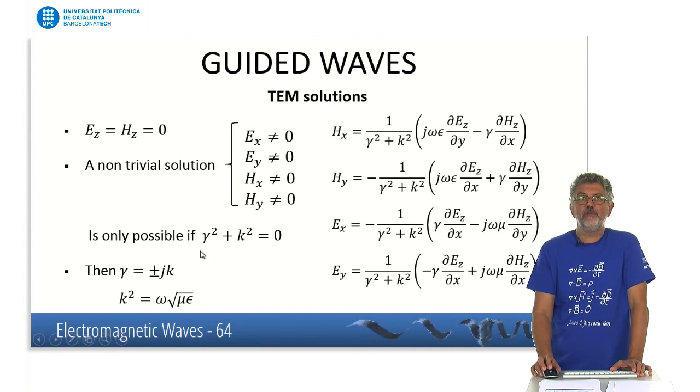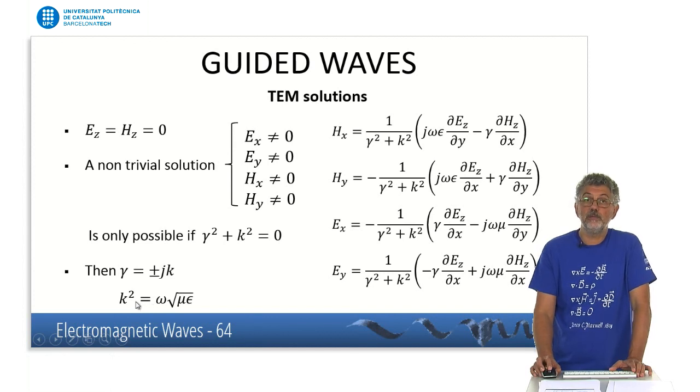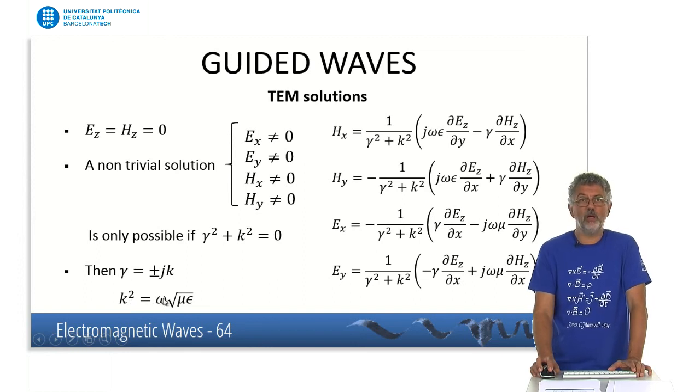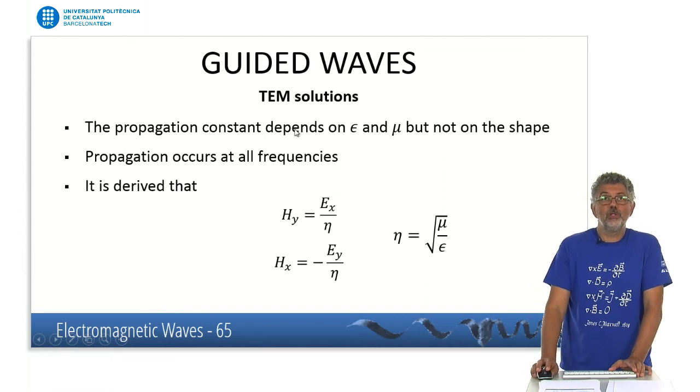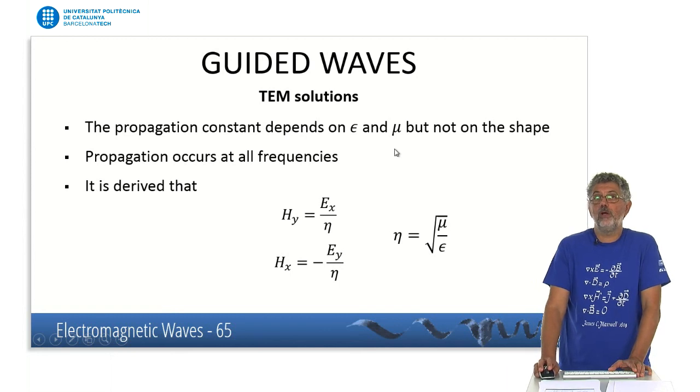But notice, if we have to meet this condition, that means that the propagation constant that was an unknown is directly either plus or minus jk, and remember that k was directly omega. There is a mistake here, actually, that should be k is omega square root of mu epsilon. So for a TM solution, the propagation constant depends only on epsilon and mu, but not on the shape of the waveguide.